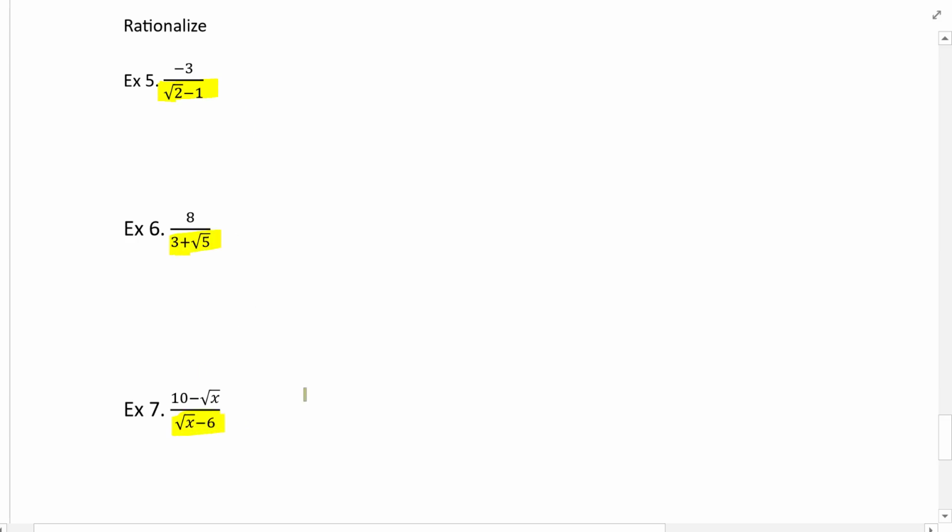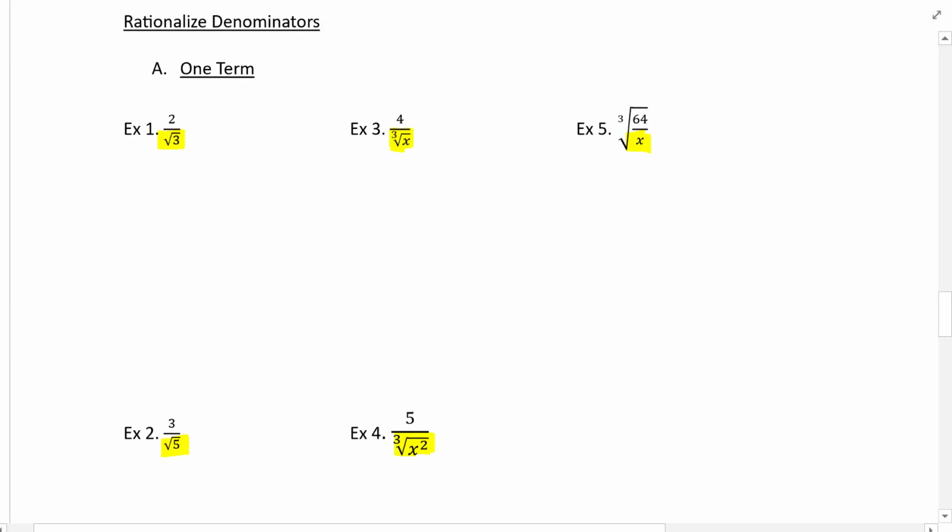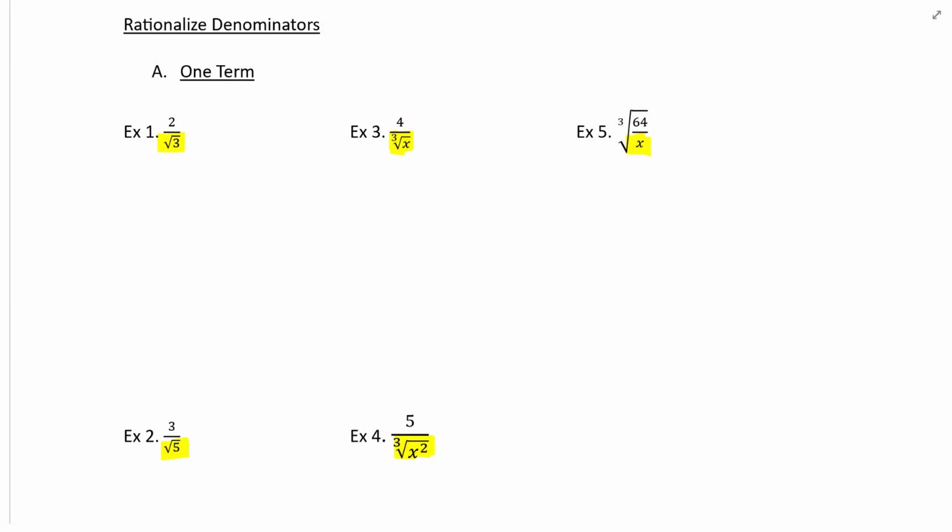So let's begin. To rationalize denominators means to get rid of the radicals from the denominator. So our goal is to not have radicals at the denominator anymore. So let's take a look at example 1. We have 2 over square root of 3. So obviously we have a radical of 3 at the denominator. What can we do so that we don't change our problem, but the denominator becomes not a radical anymore?